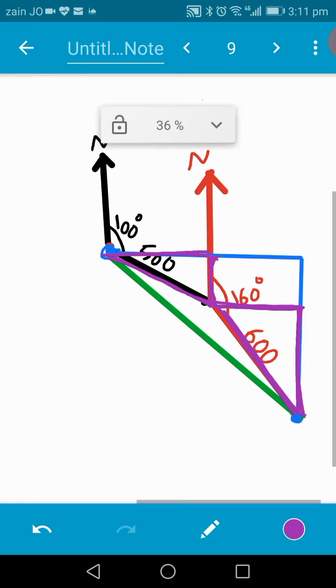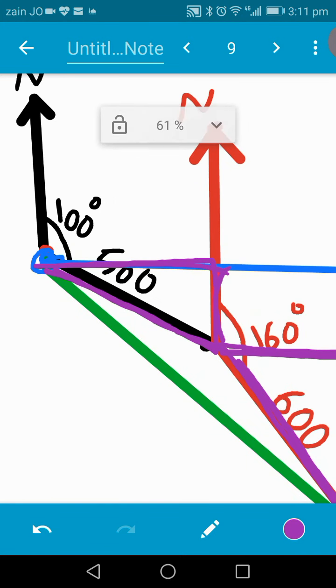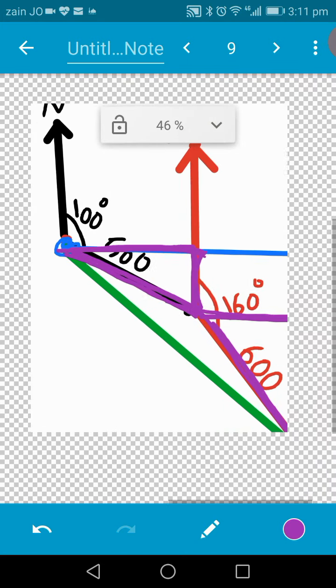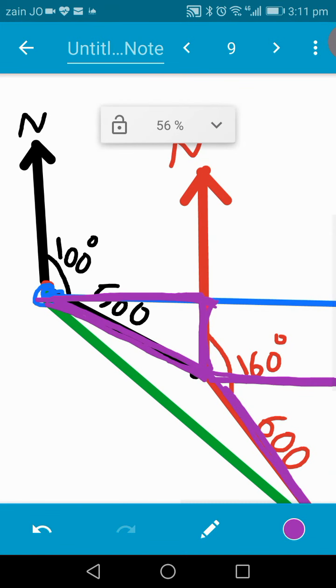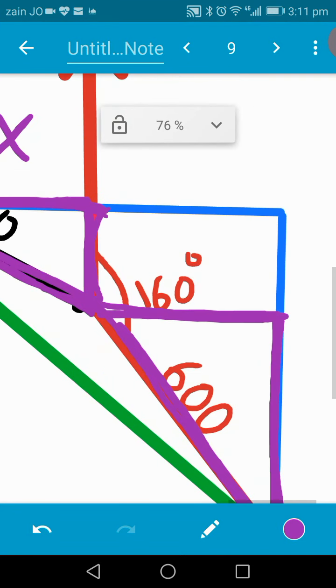Okay, so I'm going to take these two triangles. Now in these triangles we need to find what? If this is x and this is y.